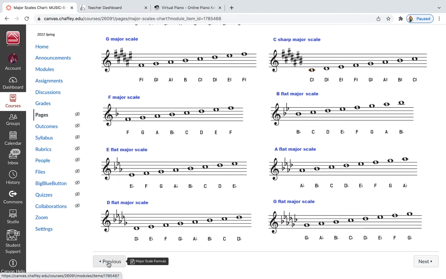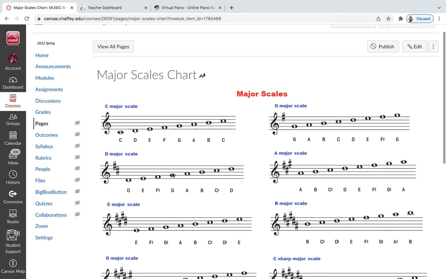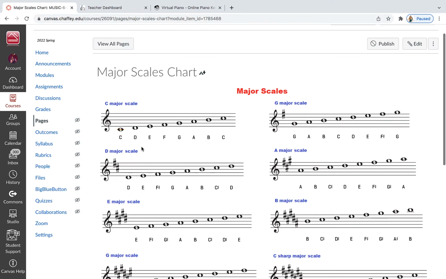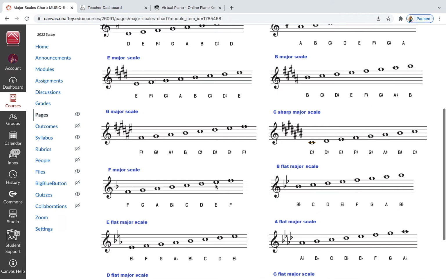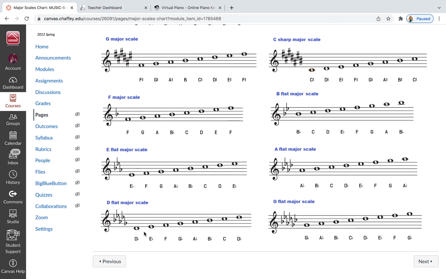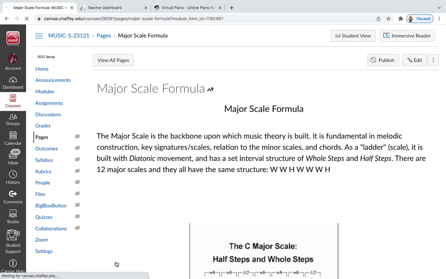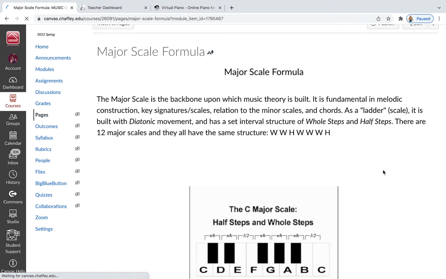Now let me go back really quick, because the question is, why is this one an F sharp? And why is this one a C sharp? Why is this one an E flat? And why, etc.? Why these ones? Well, this is why. All major scales, and the major scale is the backbone of all music theory. Any understanding of melody, key signatures, and chords has to do with the major scales.